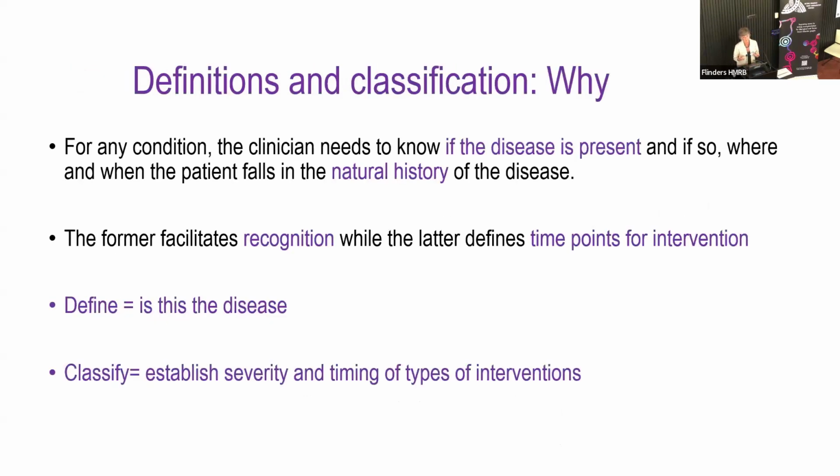So why do we define things, not just in medicine, but in life? And why do we classify things? Because you want to know, is something present? And if so, where is the person in the natural history? So definition is recognizing, and classifying is figuring out how bad it is and what types of interventions might you implement at different times.